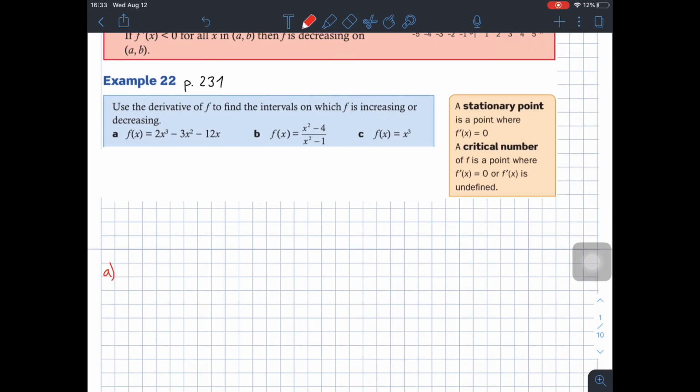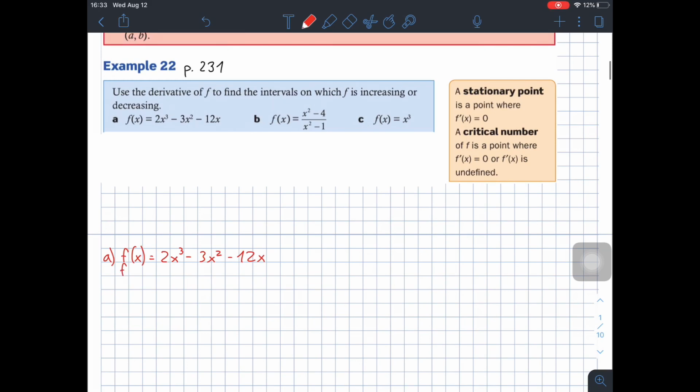So let me copy the function first. It's f of x equals 2x cubed minus 3x squared minus 12x. So the first thing I'm going to do to see when the function is increasing or decreasing is to find the derivative, right? So this is 6x squared minus 6x minus 12. Okay?